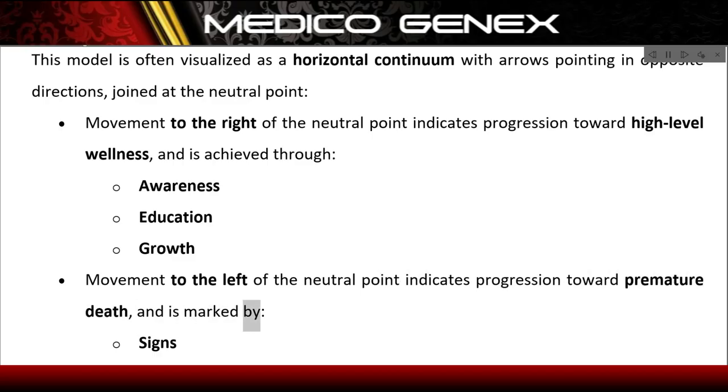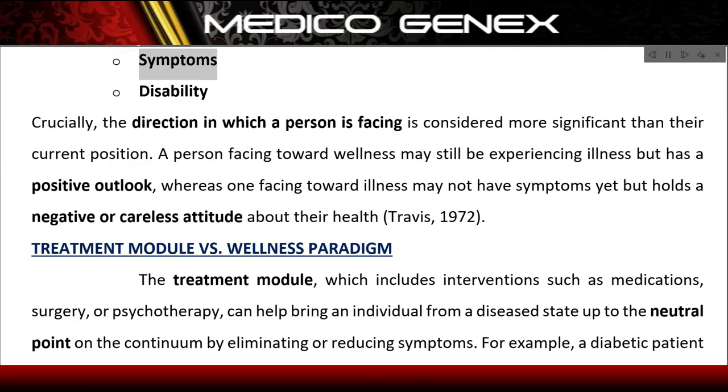Crucially, the direction in which a person is facing is considered more significant than their current position. A person facing toward wellness may still be experiencing illness but has a positive outlook, whereas one facing toward illness may not have symptoms yet but holds a negative or careless attitude about their health.